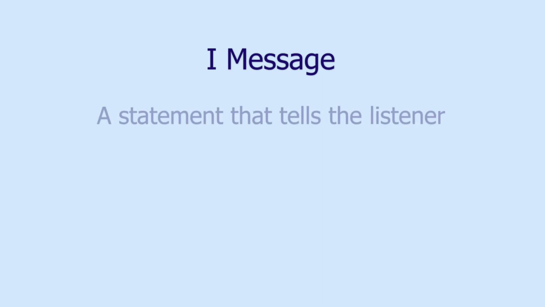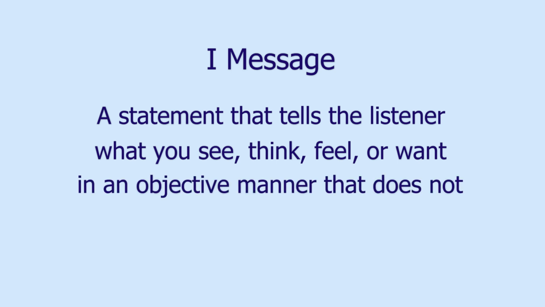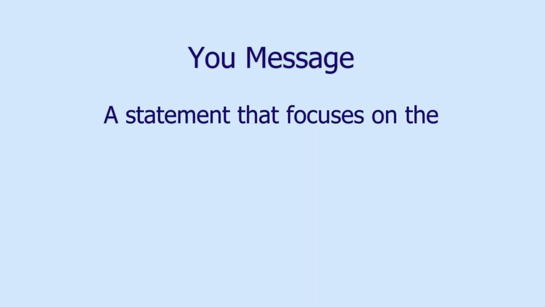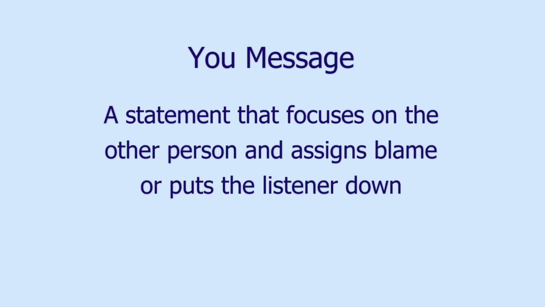The first assertive skill to master is the use of what are called I messages. An I message is a statement that tells the listener what you see, think, feel, or want in an objective manner that does not assign blame or put the listener down. In contrast, a you message is a statement that focuses on the other person and assigns blame or puts the listener down. Here are a few examples of you messages.